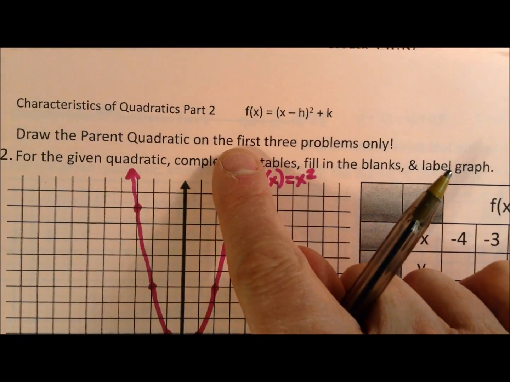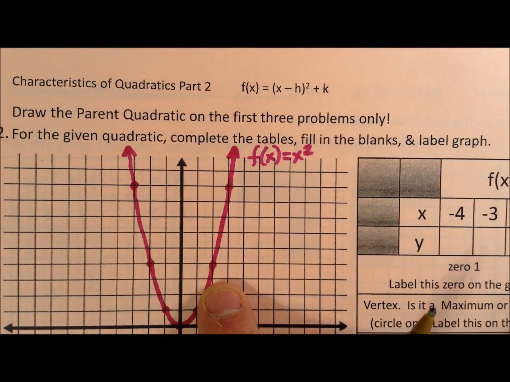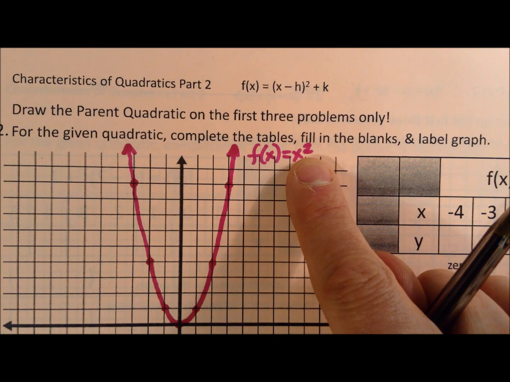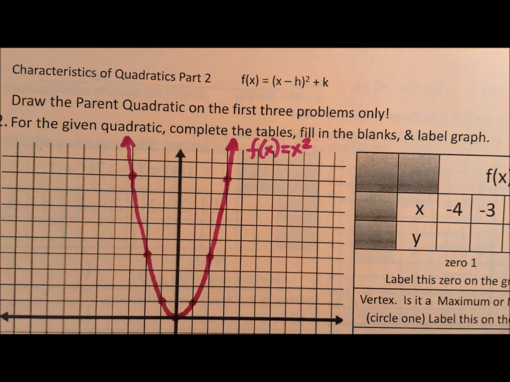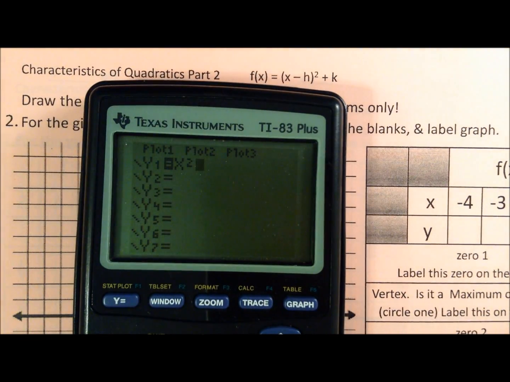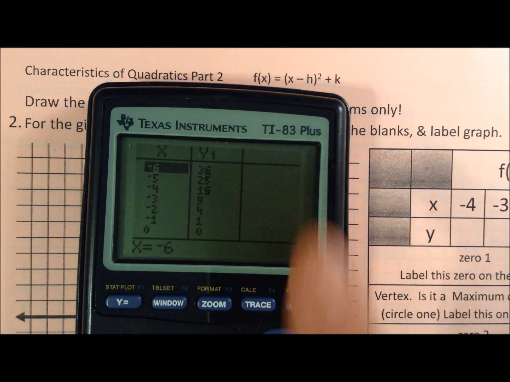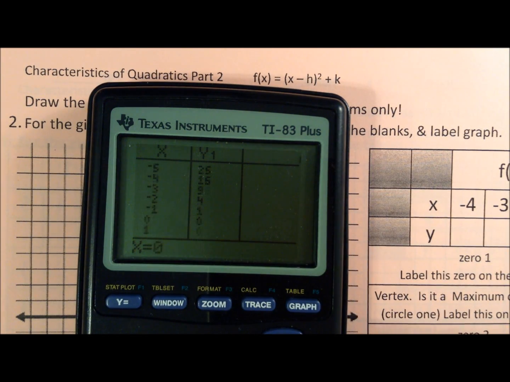All right, problem number 2. Have you drawn in the quadratic parent, x squared? Again, if you don't remember how to do that, go to your calculator and just type in your x squared and get some values right there and plug them in. Okay?